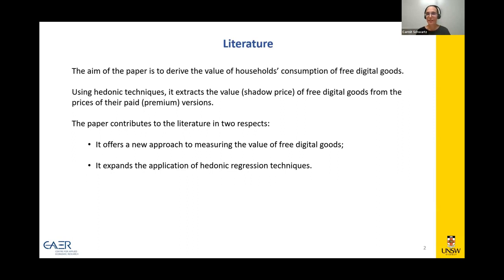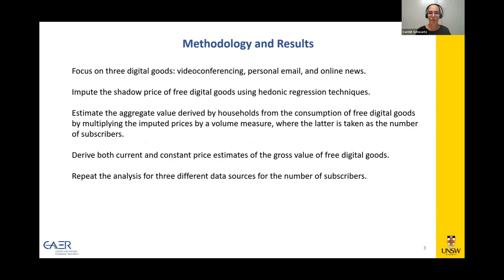I'll just quickly recollect what John presented in a short summary. He focused on free digital goods: video conferencing, personal email, and online news. As the first stage, he imputed the shadow price of free digital goods using hedonic regression techniques. Once he got the shadow prices, he estimated the aggregate value derived by households from the consumption of free digital goods by multiplying the imputed prices by a volume measure. And in this context, it was taken as the number of subscribers.